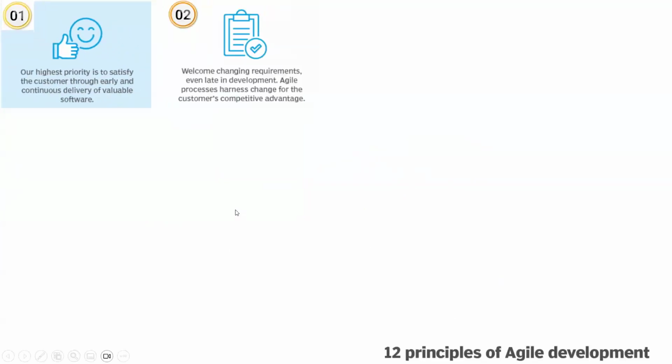Number 2, welcome changing requirements even late in development. This is an answer for your question, Ms. Nita, right? Again, it doesn't say implement changes, welcome changes. What do you mean by that? It's a mindset.